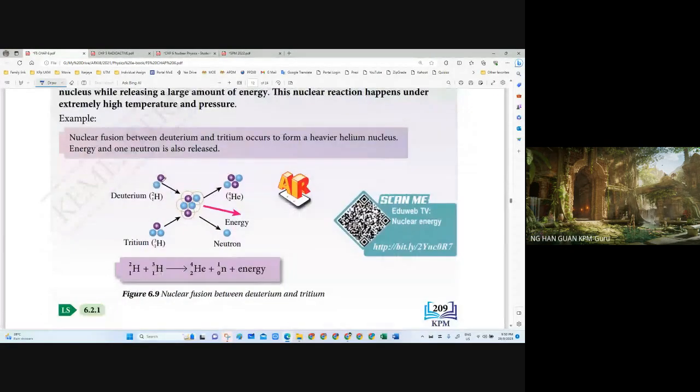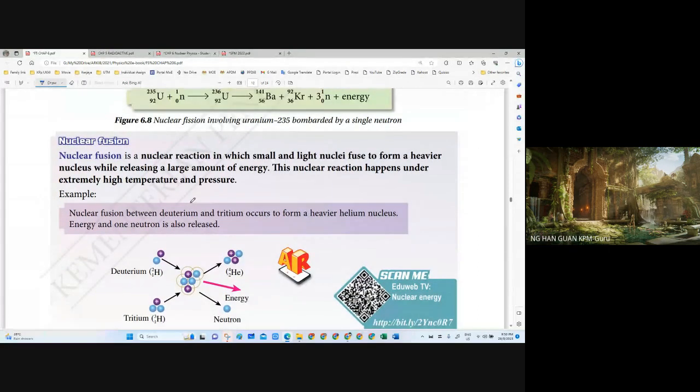To form the heavier nucleus, it will release a large amount of energy. And this energy, compared to nuclear fission itself, is much higher. But the problem is to fuse two lighter nuclei. They use the word fuse here, it actually means combine. To form one heavier nucleus, this process needs extremely high temperature and pressure to fuse the two lighter nuclei together.